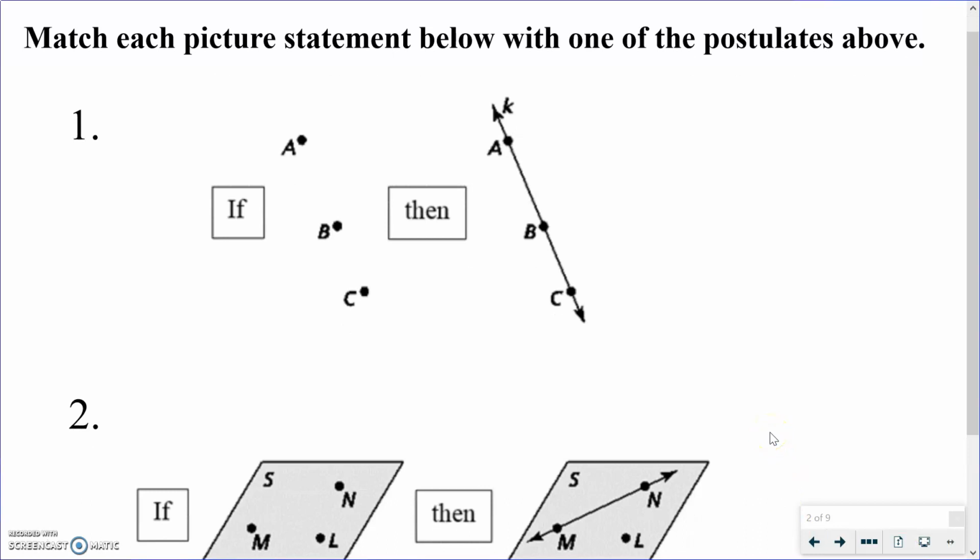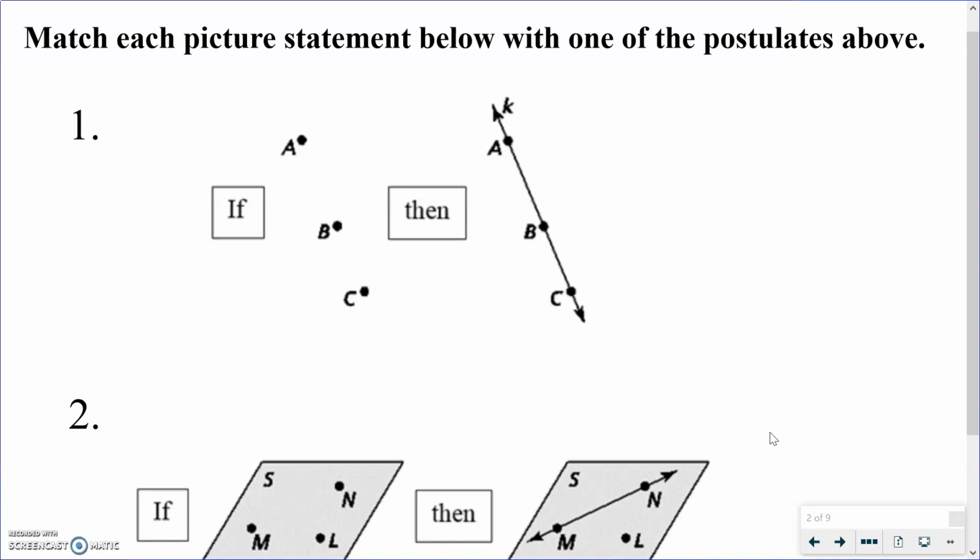So we're just going to start with this number 1, and it looks like to me it says if there are 3 points, then there's a line that goes through those 3 points. So I'm thinking, what do I think this is? And so I'm looking, and there's one line that goes through all those points, and there's none that say 3 points, but there's one that says through any 2 points there exists exactly one line. And so I think that's probably the best option here.